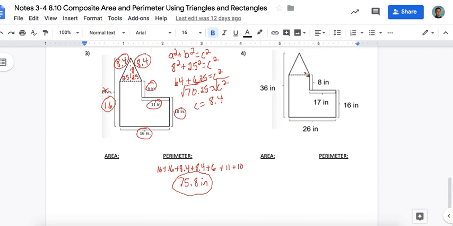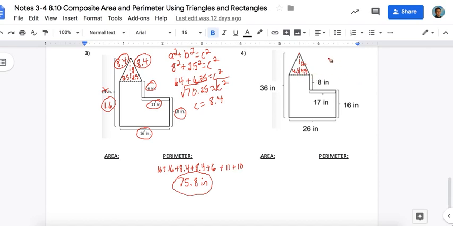Okay, the last one is very similar. It's the same picture but different numbers. So once again, draw the dotted line for the height. And remember, we calculated the height before. 16 plus 8 is 24, and 36 minus 24 is 12. So the height is 12. We should already have that written. The base was 26 minus 17, which is 9. But if this whole thing is 9, then half of 9 is 4.5. So this is 4.5, and this is 4.5.